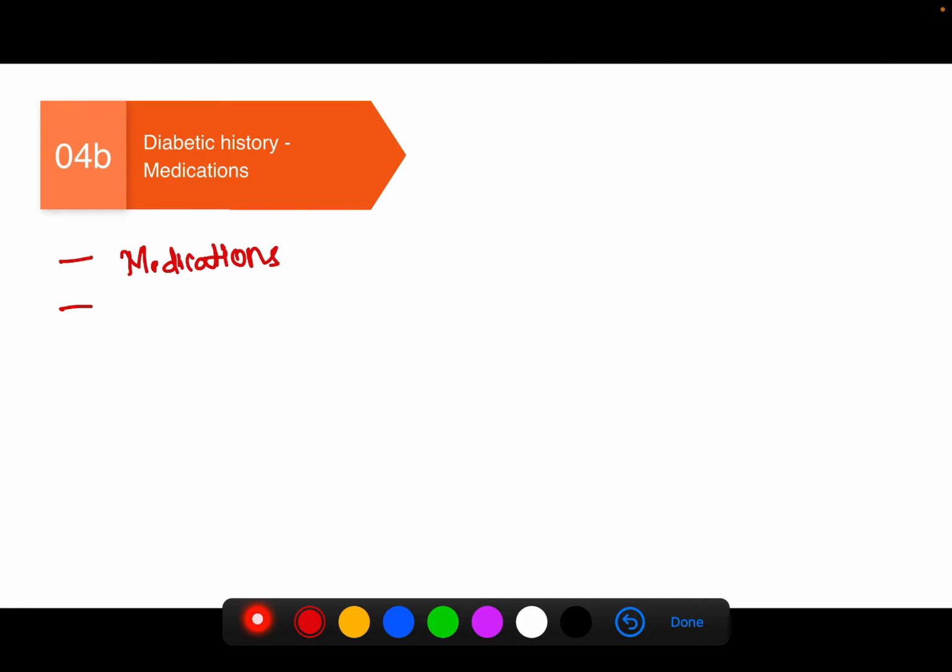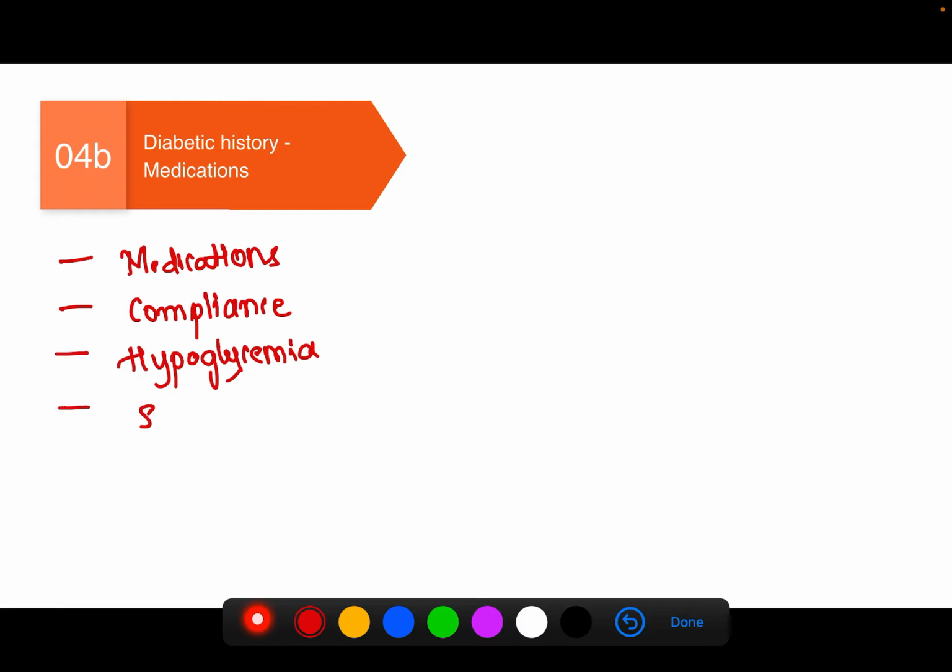Okay. Then you should ask about the compliance, if they are taking it regularly or not. Then you should ask about episodes of hypoglycemia with those medications, especially if the patient is on insulin. Insulin and sulfonylureas like glimepiride are the two medications which can cause hypoglycemia. If the patient is on these, you should always ask about symptoms of hypoglycemia.